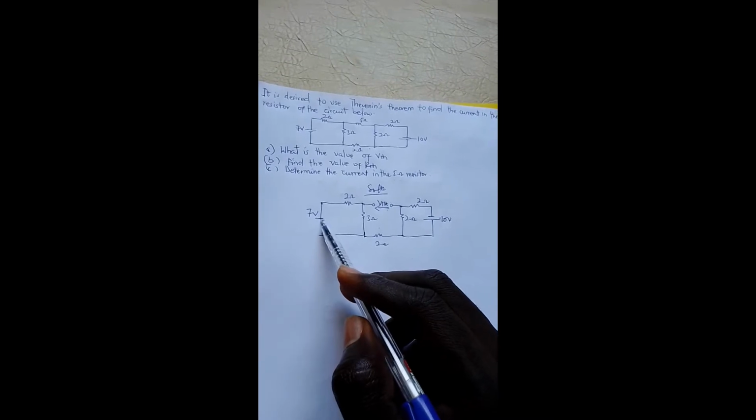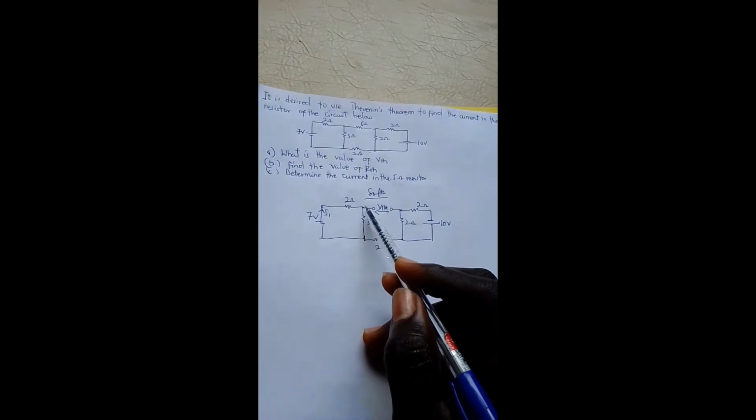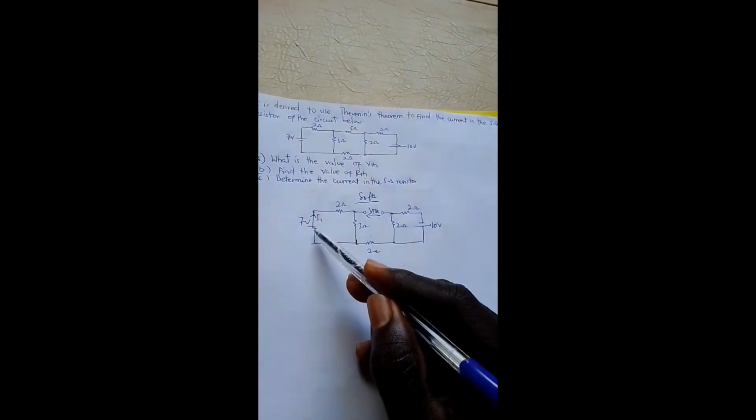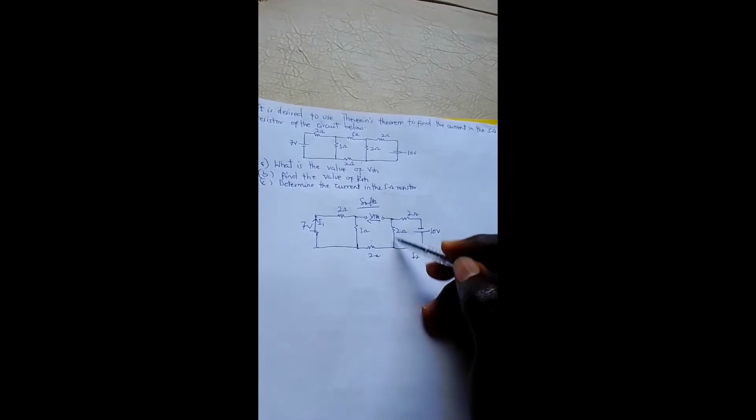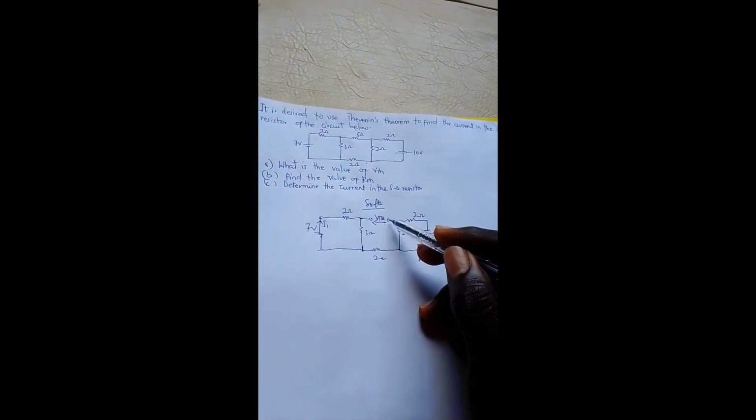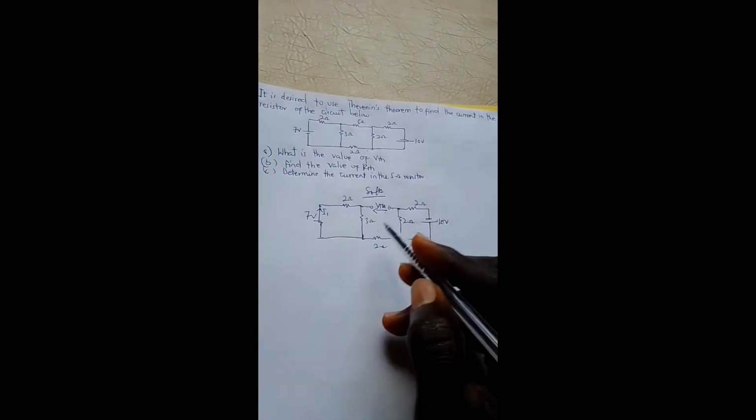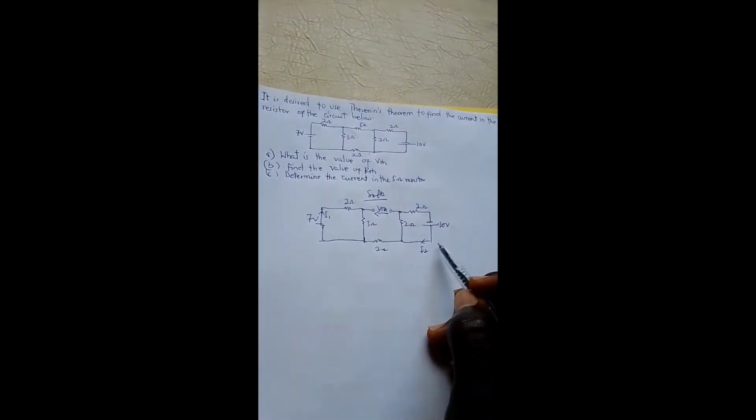So this source will produce a current, say I1. I1 will pass through this 2 ohm, but upon reaching this junction, this place is an open circuit, so it has no other choice but to come down and go back to its source. Here the 10 volts will produce its current, let's say I2. I2 will come and pass through, and upon reaching here, it will return back to its source because here is an open circuit and there is no continuity. So we have to find the value for I1 and I2.